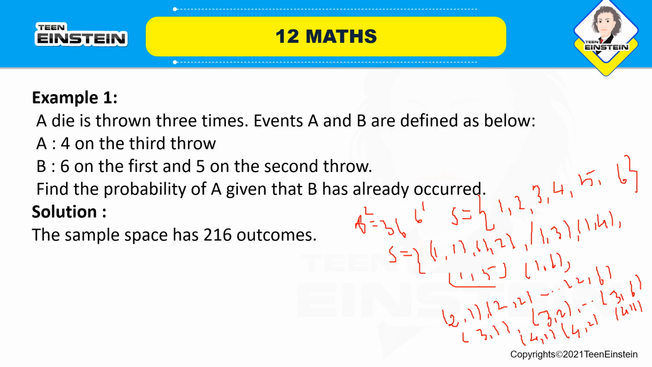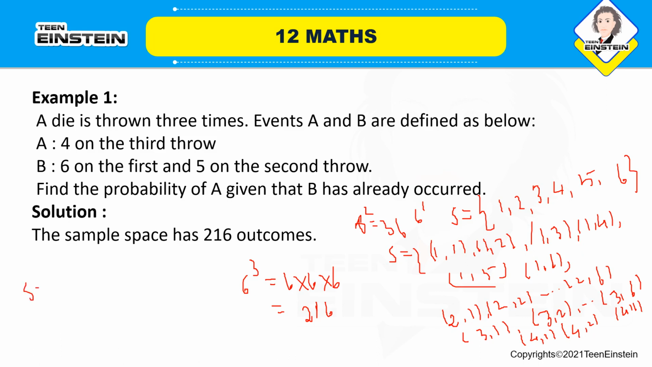But here a die is thrown 3 times. So I will get 6 power 3 outcomes. What is 6 power 3? 6 into 6 into 6. What is 6 into 6 into 6? It is 216. So totally 216 outcomes in S. There are 216 outcomes in the sample space. Yes. I cannot write all the outcomes. I cannot show. Right?